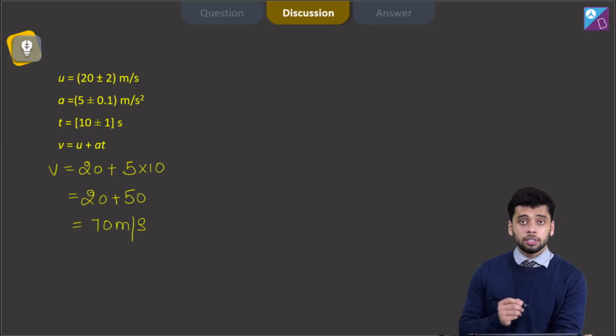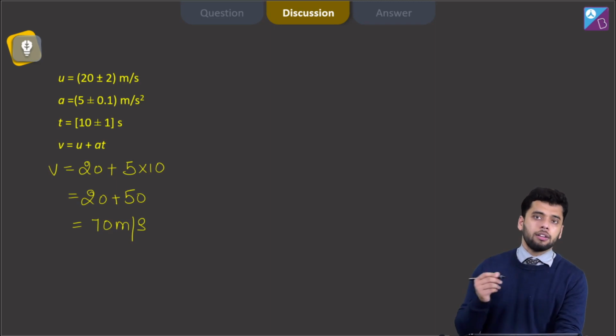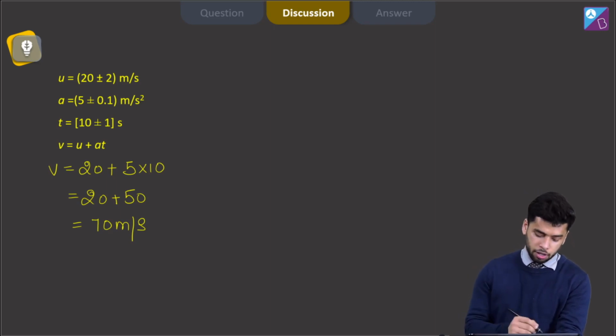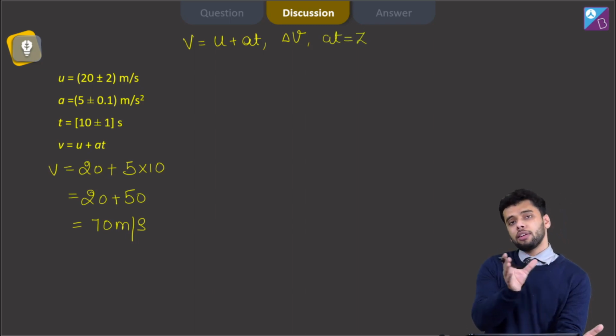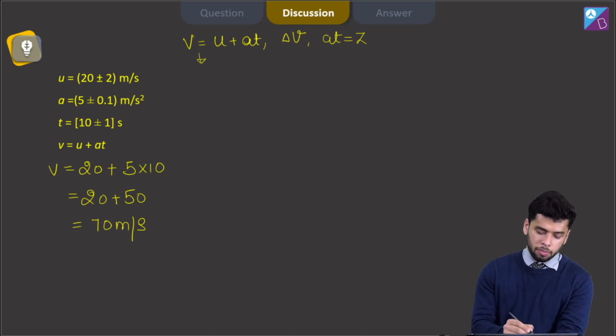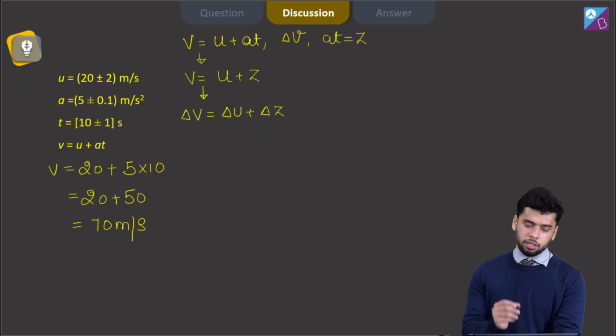Now our question doesn't end here. We need to find the error in this final velocity. You see that v is equal to u plus at. Let us denote the error in the velocity as delta v. And let us take this product of a into time as z. That is, we have taken the product of acceleration into time as z. So this equation can be modified as v is equal to u plus z. Now the absolute error, that is delta v, can be written as delta u plus delta z. This much we know.